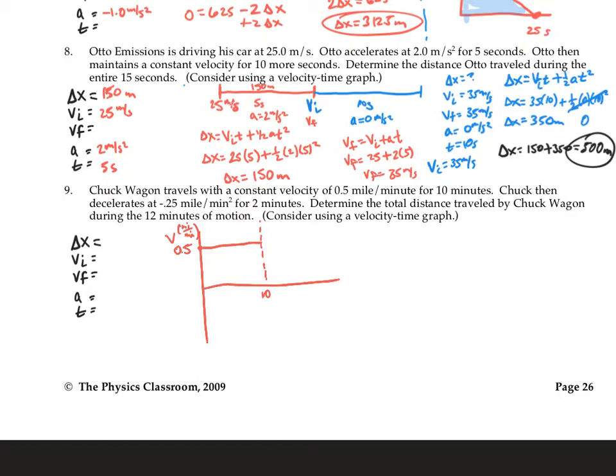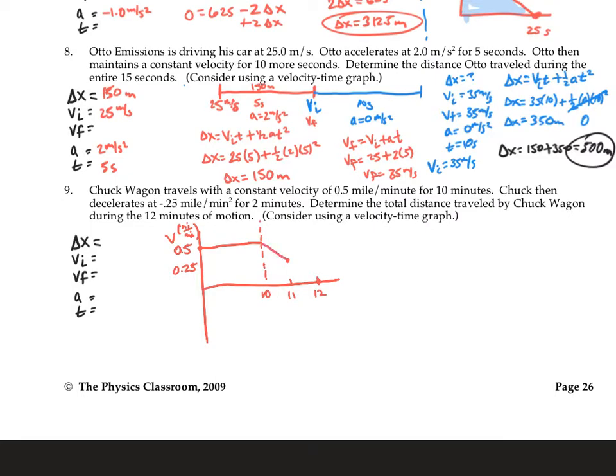So what does that mean? It's not in meters per second squared, but I can think of it the same way. So if I decelerate at negative 0.25 miles per minute squared for 2 minutes, what that means is every single minute I'm adding negative 0.25 to my velocity. So that means 1 minute later, at 11, that velocity is now 0.25, because if I add negative 0.25 to 0.5, I get positive 0.25. If I go another minute to 12 minutes, I'm going to add another negative 0.25, and if I do that, I end up with 0.